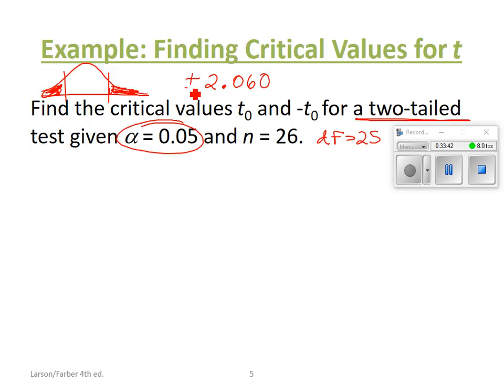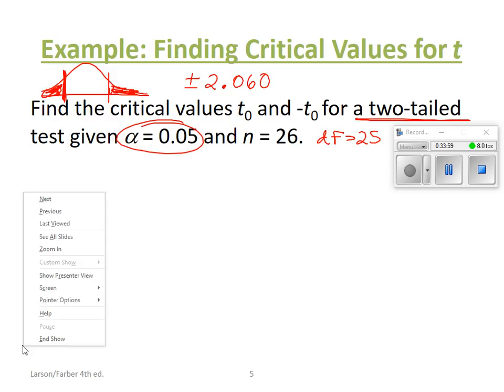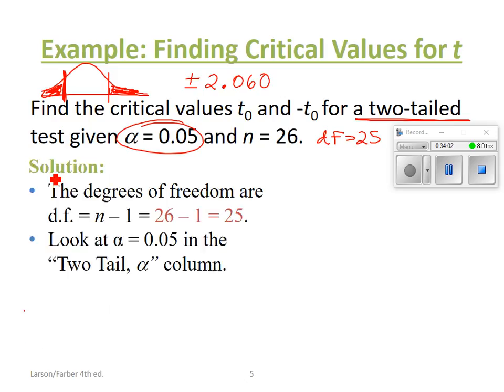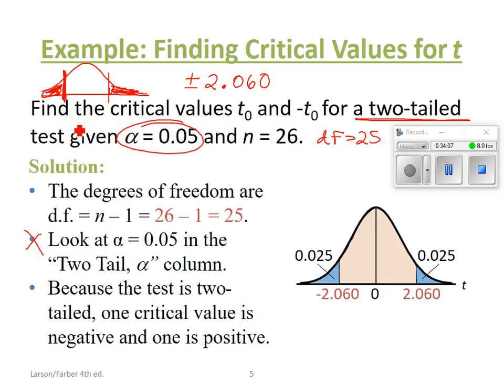And we want the positive and the negative. So what's this critical value right here? Negative 2.06. What's this one? Positive 2.06. So you've got to be able to use that chart and find the critical values. Degrees of freedom we found were 25. We used the chart to find all this stuff: negative 2.06 and 2.06. Again, this is your area. 0.025 is the area in this tail, and 0.025 is the area in that tail.